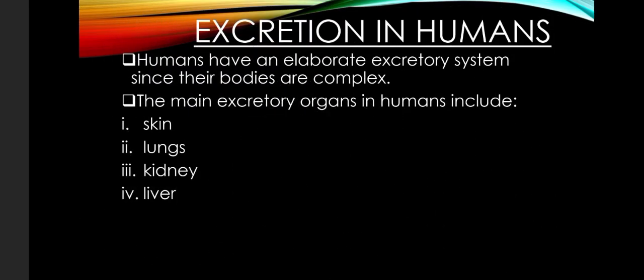Now, I want us to discuss how excretion takes place in the bodies of humans. Humans have a very complex body, and because of this complexity, they require well-developed excretory organs. The 4 main organs used in humans for excretion include number 1, skin, number 2, lungs, number 3, liver, and number 4, kidney.